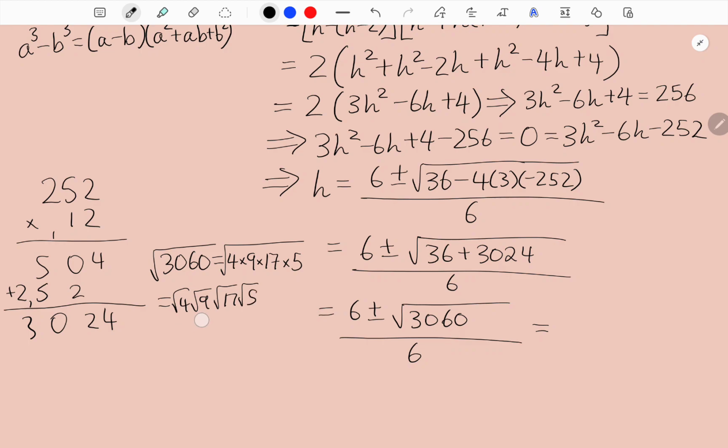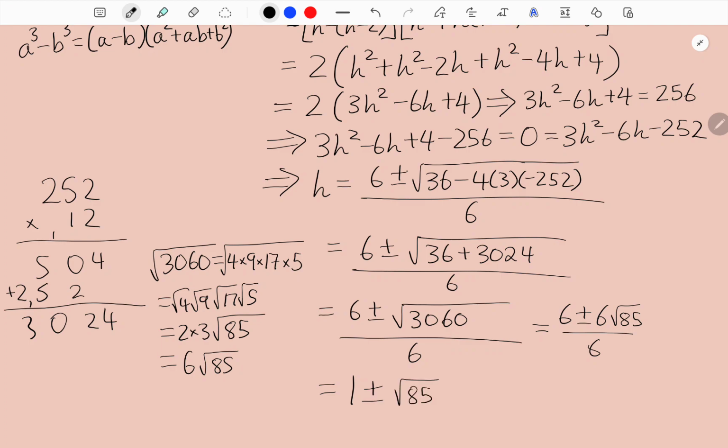We see here that this is 2 times 3, and then this you cannot do anything with because these are prime numbers. They're definitely not perfect squares. So 17 times 5 is 85, and that's how you get 6 root 85. So here we get 6 plus or minus 6 root 85 all over 6, which is equal to 6 over 6 is 1, plus or minus, and then 6 over 6 again is 1, and then the square root of 85.